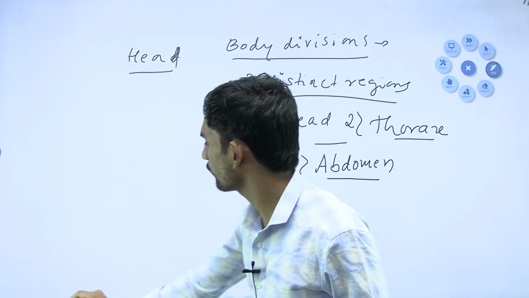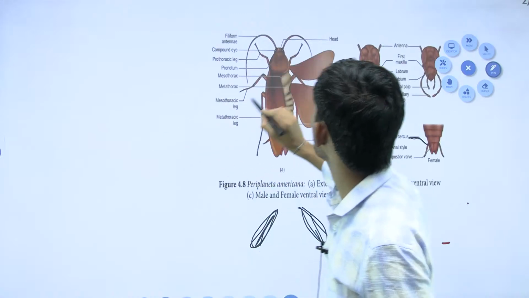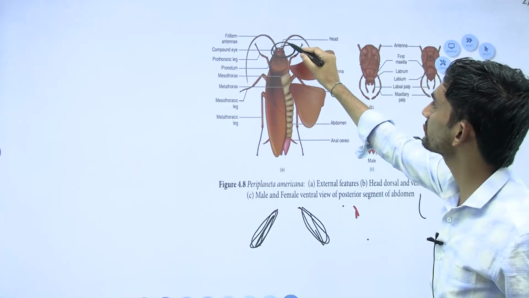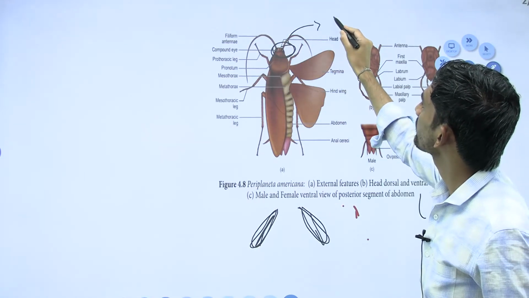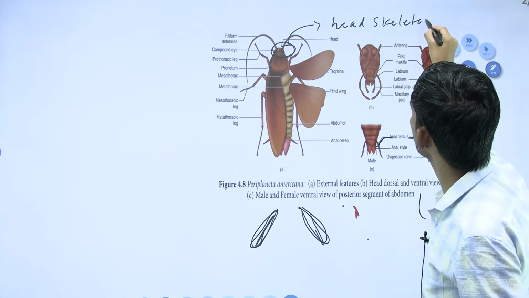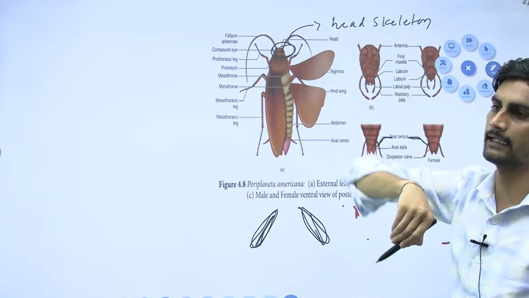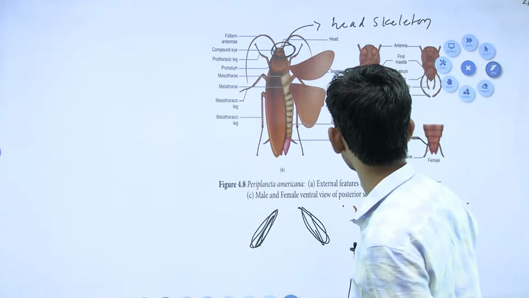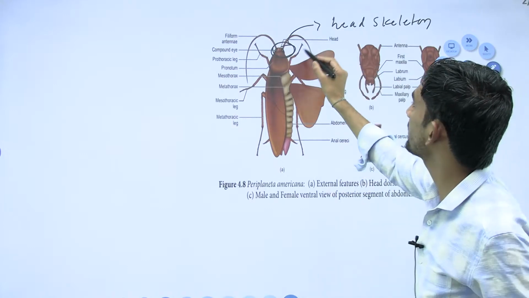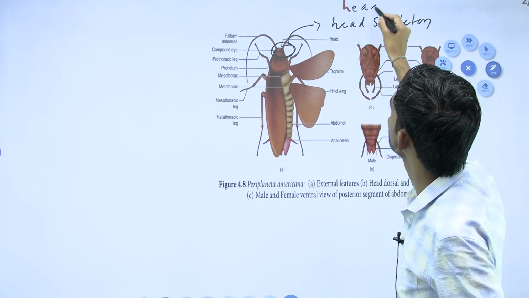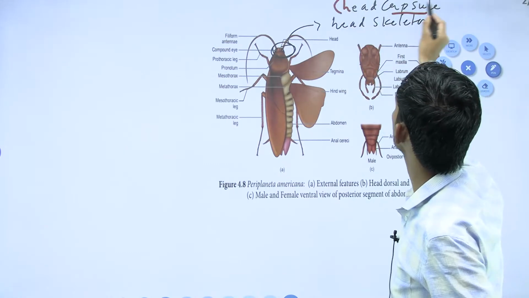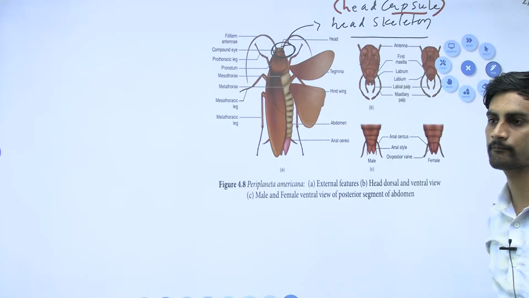The head of these cockroaches is well protected by the head skeleton. Here, this is the head region. Underline that word, head skeleton. This head skeleton we can also call the head capsule. Underline this word, head capsule. Head capsule or head skeleton.